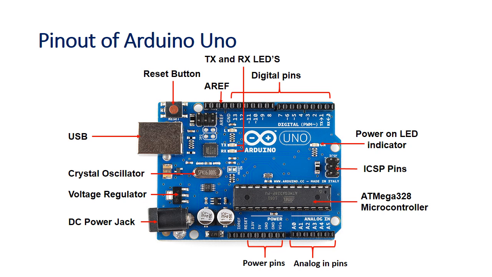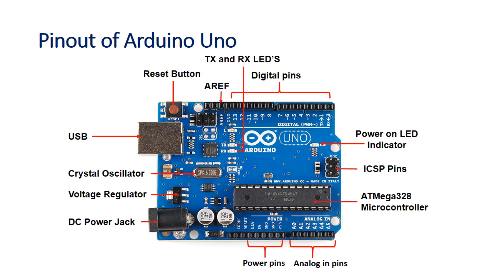These are the power pins. Here is a 3.3 volt pin, 5 volt pin, ground pin, and VIN pin. This pin provides 3.3 volt output, this pin provides 5 volt output, and this is VIN. This is the DC power jack, or we can say barrel connector. Here we can provide supply to the whole board with the help of either a battery or an adapter.